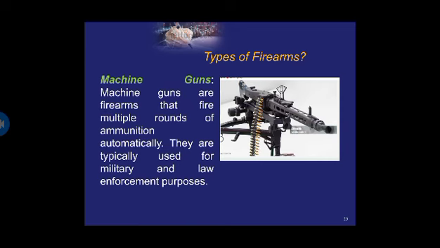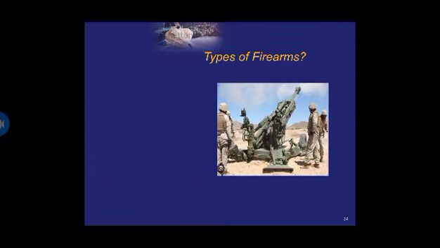Then next are the machine guns. Machine guns are firearms that fire multiple rounds of ammunition. As you can see on the screen, there is a lot of ammunition attached to that machine gun. They are typically used for military and law enforcement purposes.